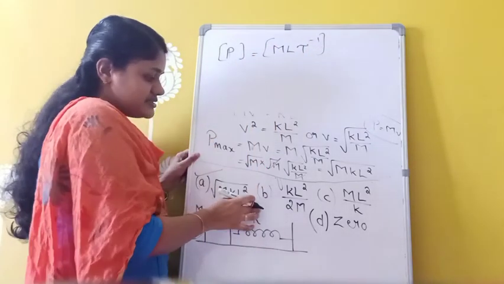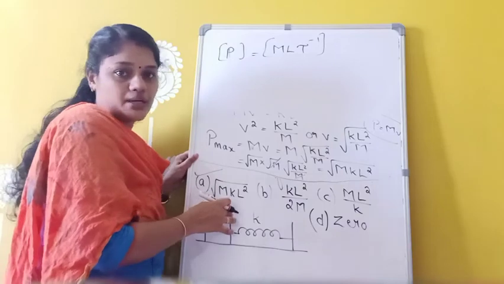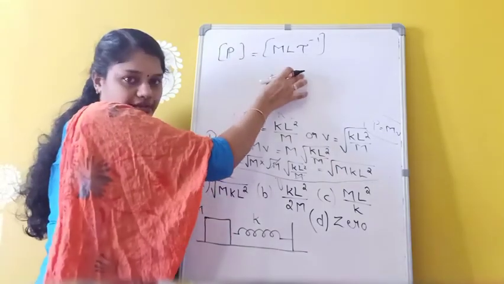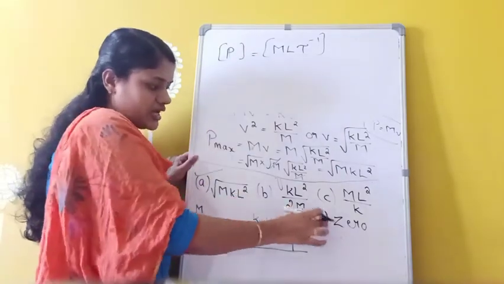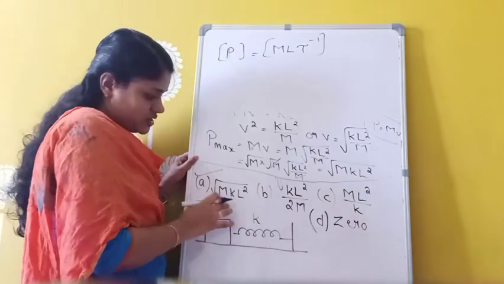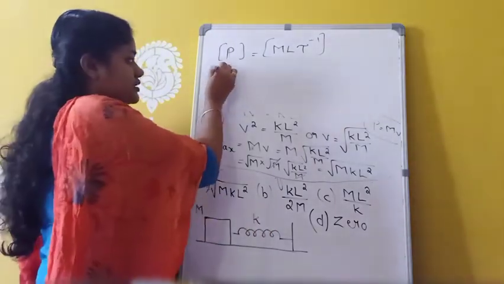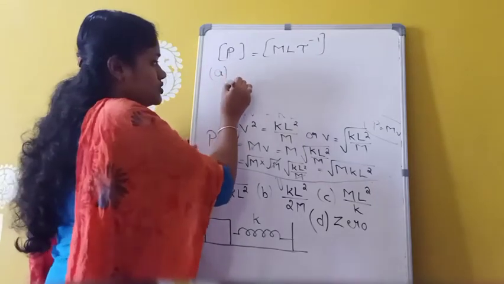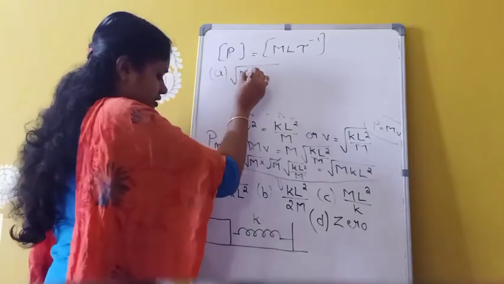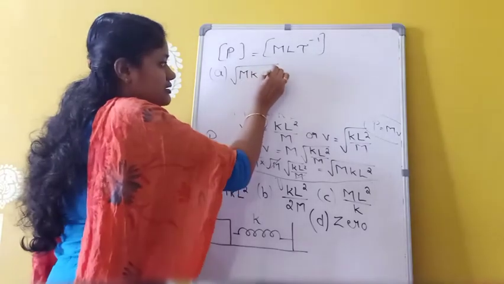That means the answer should also have the dimension of which one? Momentum. Okay, because we need to find momentum. So this answer should also have the dimension of momentum. So we can check one by one. So first one we can check. A, first option, it is given as root of m k L square.